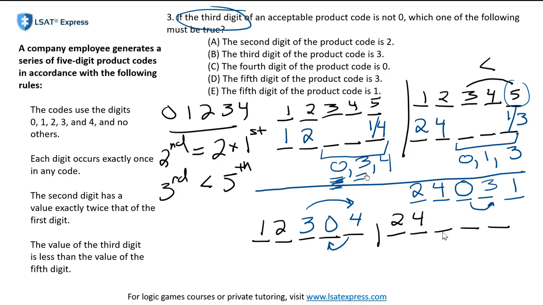3rd slot is not 0. So who could it be? It would have to be 1, which means who is last? 3 is last. And here again, 0 is in the 4th slot. So you take a quick look at the answer choices.